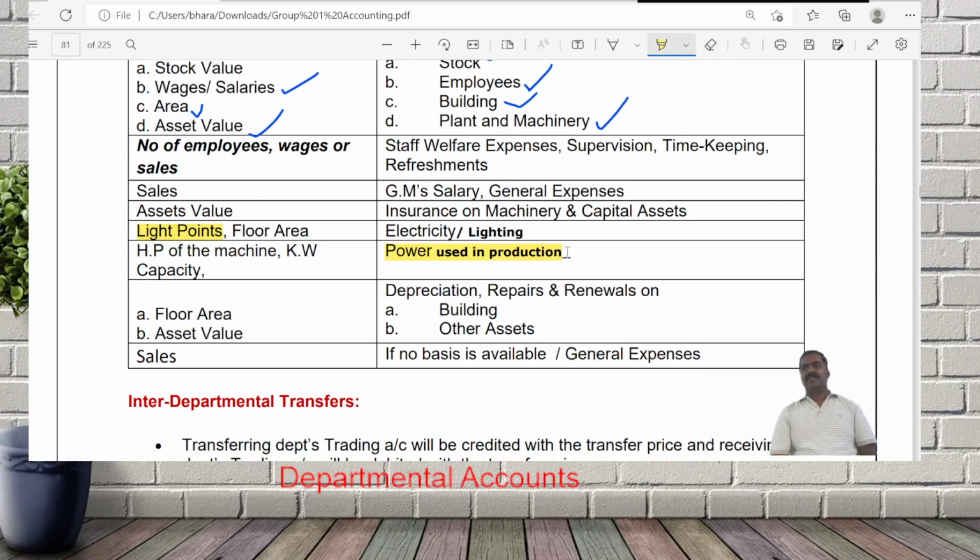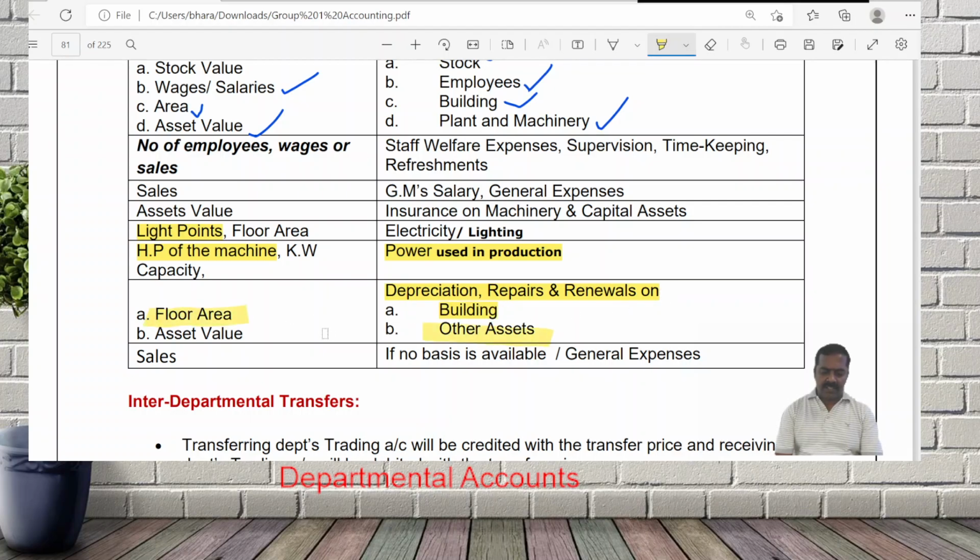See, there are two words which are used: electricity and power. What is the difference? Electricity is the word used in accounting for consumption other than production, so you can allocate based on area, light points and all. Power is the word used for power consumed for production, because power includes electricity charges as well as genset and diesel consumption charges. That's why it is based on capacity of machine. Then depreciation, repairs and renewals on building will be based on floor area.